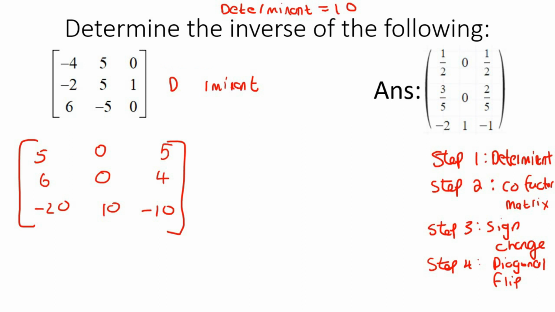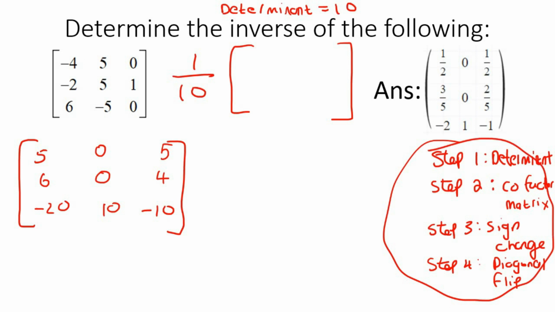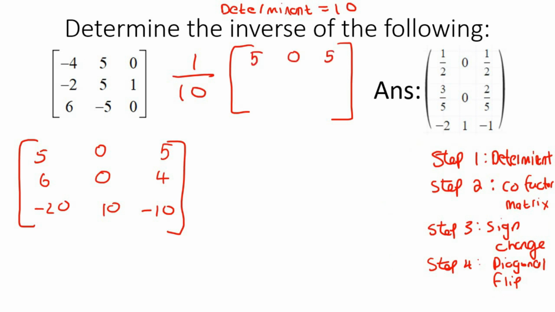Okay, so that's going to look like this. You're going to go 1 over 10, so it's 1 over the determinant, and then you're going to multiply it with this brand new matrix that we've developed after doing these 5,000 steps. Okay, so that's going to be 5, 0, 5, 6, 0, 4. I really hope some of you are watching this and you're like, oh my gosh, I can actually do this. Yes, it's a lot of steps, and I might not remember it all by now, but I'm starting to see the light at the end of the tunnel.